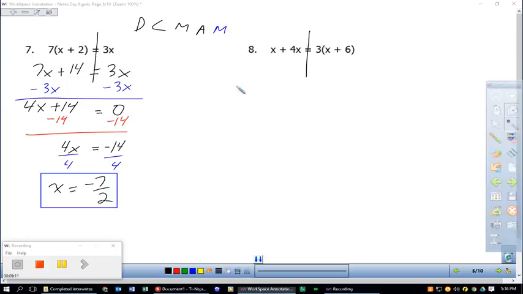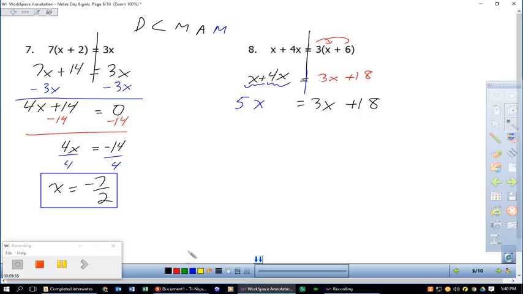Number 8. I've already got my line drawn. Can I distribute? Yes, over here on the right. I distribute that. So I'm going to distribute the 3 and get 3x plus 18. Bring down everything else. X plus 4x. Combine like terms. Yes, we can do that. We've got these two right next to each other. Can't do anything over there, so we get 5x equals 3x plus 18.